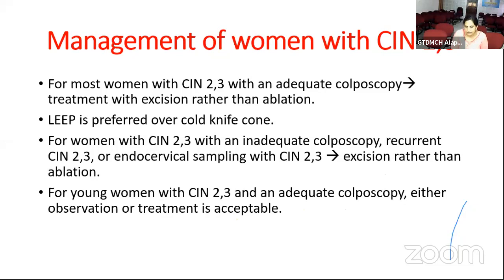For women with CIN2 and 3 with inadequate colposcopy, recurrent CIN2 or 3, or endocervical sampling showing CIN2 and 3, excision is better than ablation. For women with CIN2 and 3 and adequate colposcopy, observation or treatment is acceptable if the patient is very willing for follow-up, and treatment may be costly. So in CIN2 and 3, it is better to go for excisional biopsy and see whether the margins are clear, and then see whether it is CIN2 or 3 or whether there is any cervical carcinoma in situ.